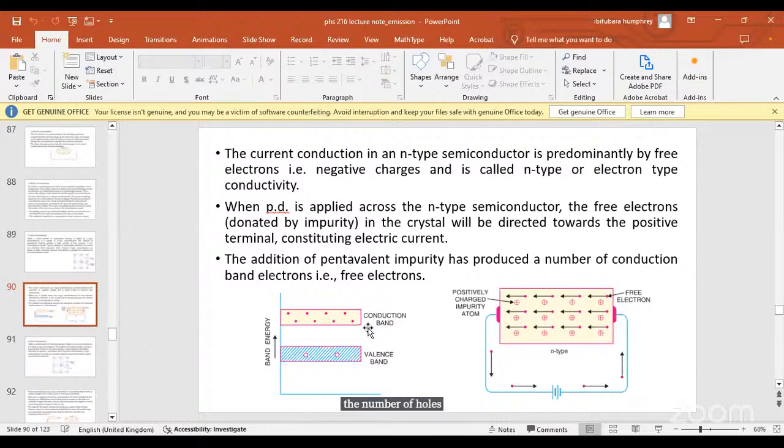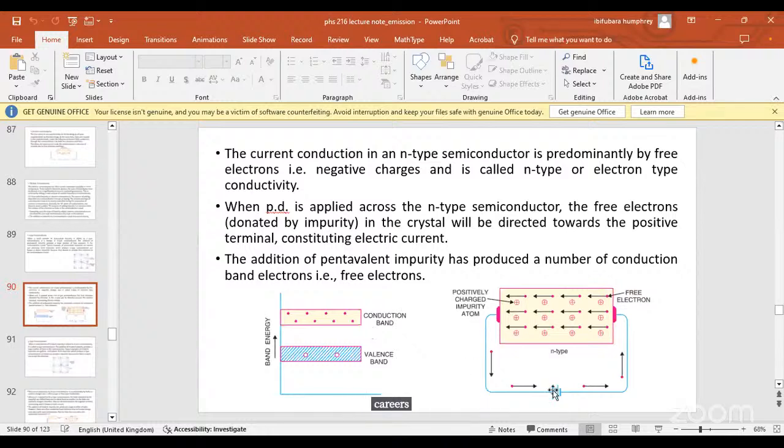For P-type, the number of holes is more than the number of electrons. So in N-type, we call electrons the majority carriers. For N-type, we say that electrons are the majority carriers, while the holes are the minority carriers. And similarly, for P-type, holes being more than electrons are the majority carriers, while electrons are the minority carriers.